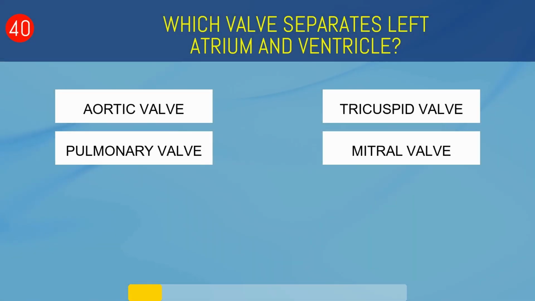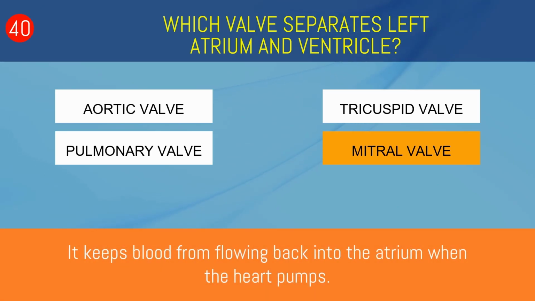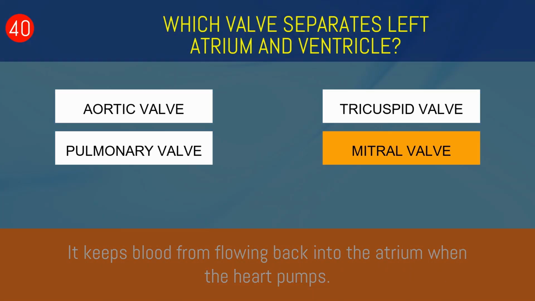Which valve separates left atrium and ventricle? Aortic valve, pulmonary valve, tricuspid valve, or mitral valve? Mitral valve. It keeps blood from flowing back into the atrium when the heart pumps.